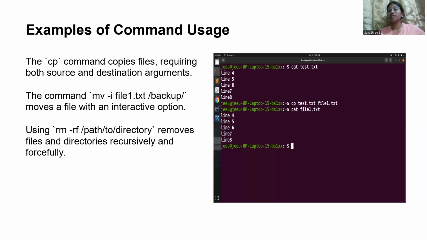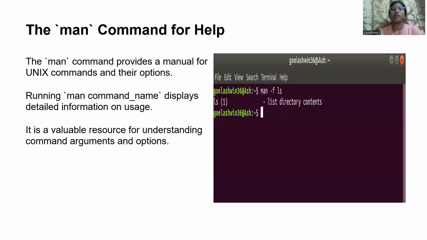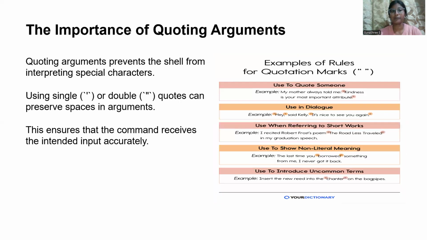Once we perform this, all the files present in this directory will be moved to some other location. So what is this man command? The man command is the manual provided for Unix programming. Running it displays detailed information about usage, and it acts as a valuable resource for understanding the command arguments and options present in Unix programming.